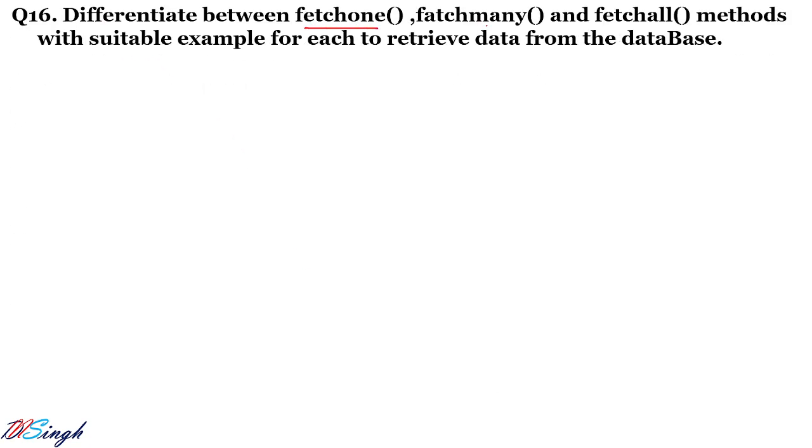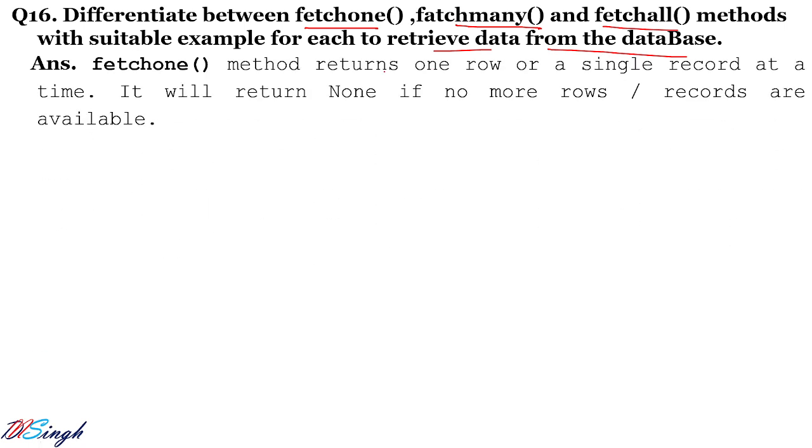Differentiate between fetchone and fetchmany. These are two methods to fetch a record from the result set and process them one by one. Explain the methods with suitable example for each to retrieve data from the database. Let us see the answer.